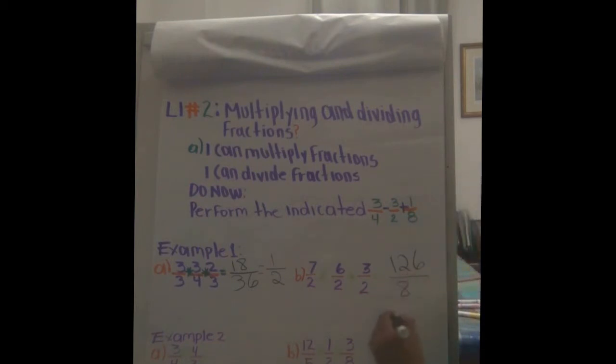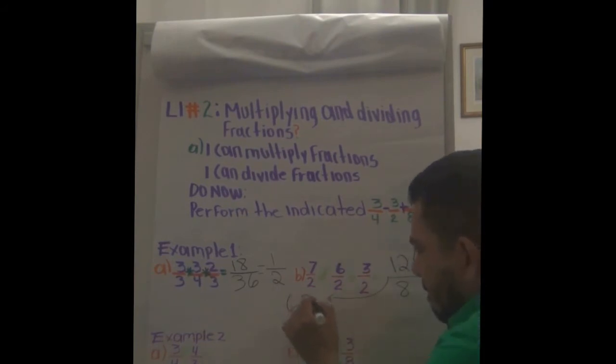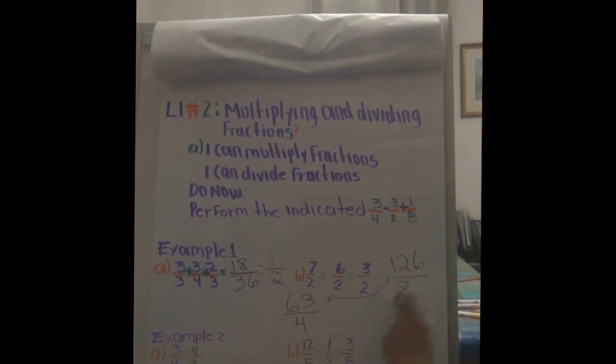So this is the same thing as, and I'm going to put it over here, 63 over 4. If you divide by 2 on both, then you get that. Now, how do you do that? Basically, this is what I did.